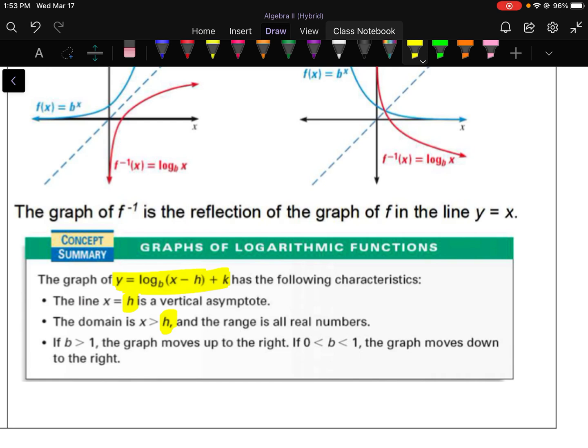So kind of the opposite of what we were graphing just recently, where your domain was all real numbers and your range was dependent on k. Here, our domain is dependent on h, and our range is all real numbers. If your base is greater than 1, it's going up and to the right. If your base is between 1 and 0, so like 1/2 or 2/3, for example, it's going to go down and to the right.